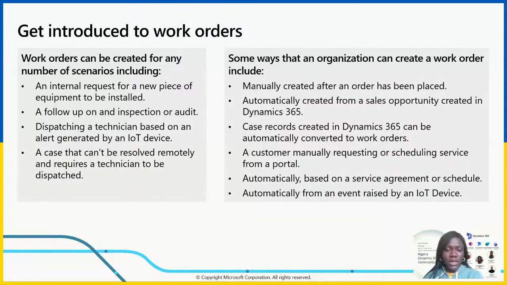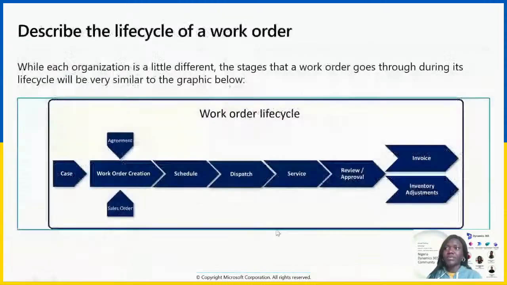Then it can also be automatically based on service management agreements. So you can have a standard service level agreement with an organization that says, we'll come in every 6 months to take a look at your machines, your equipment, to carry out an inspection or an audit on it. So once that is in place, then automatically when 6 months time is up, a work order is raised that somebody needs to go here to take a look at this equipment. And then it can also be automatically raised through an event from an IoT device, like we had explained already.